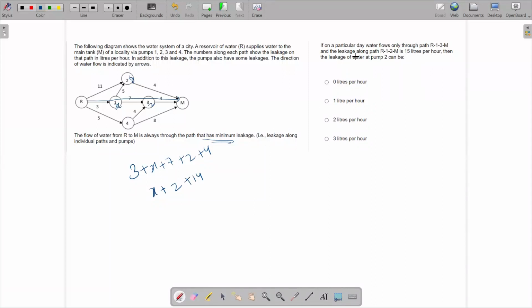The question is, if the leakage along the path R12M is 15 liters per hour. Okay, leakage along the path R12M is this much. So R12M will be how much? Sorry, not 14. R12M, so 3 plus X plus 5 plus Y plus 4. So this is how much? 5, 3, 8, 8, 4, 12. 12 plus X plus Y. Leakage is 15. Okay, so X plus Y will be 3.